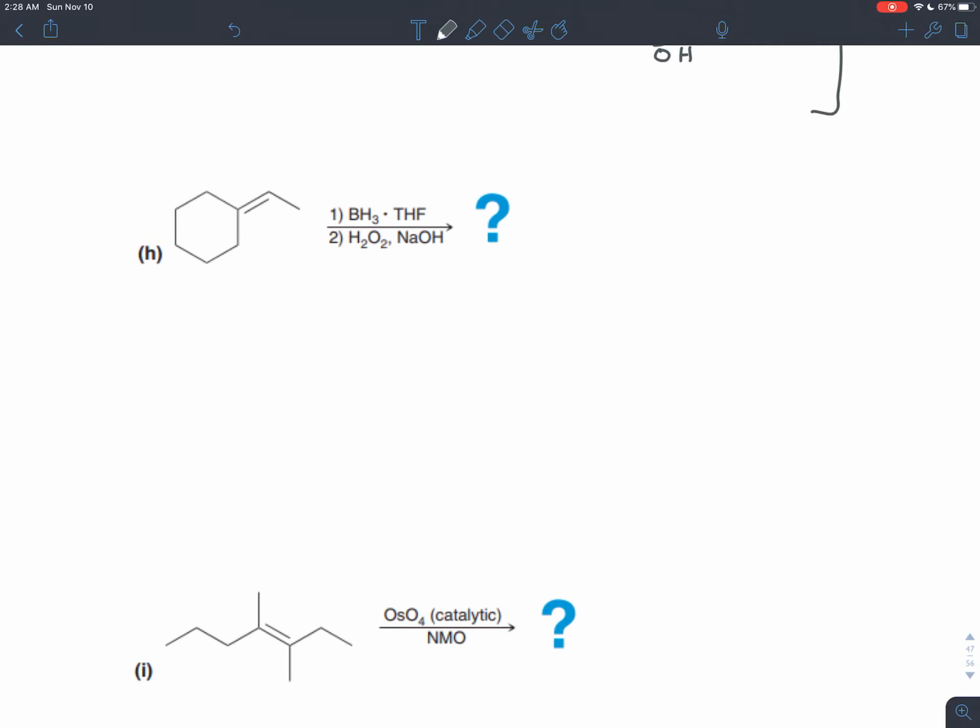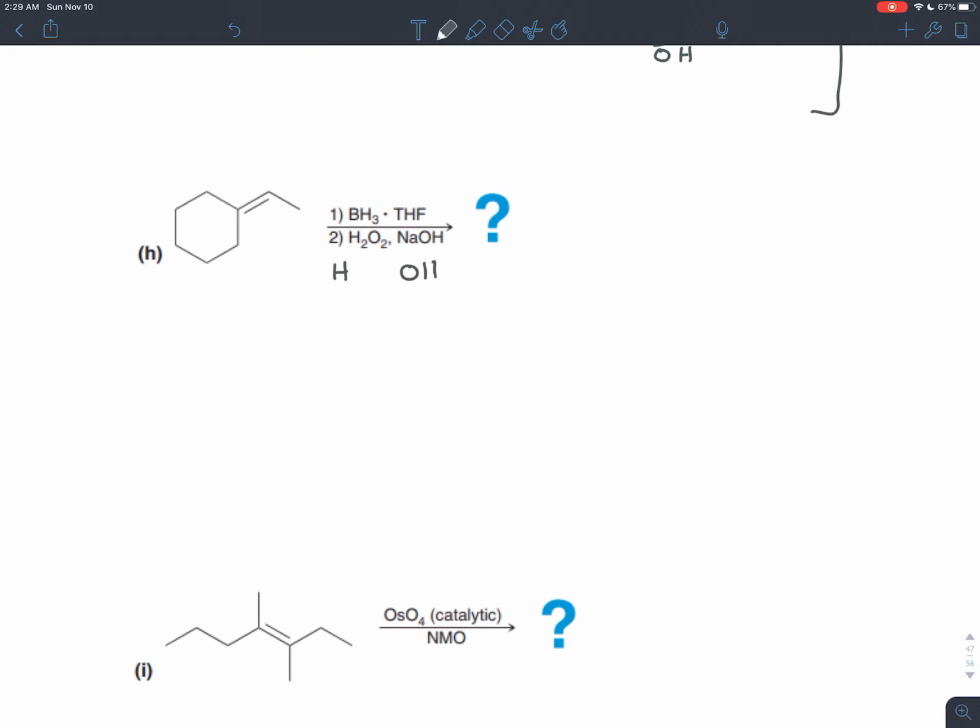All right, in H, we see an alkene, so instantly you're thinking we're going to be doing addition as opposed to substitution or elimination. What are we adding? You look at the recipe. You see hydrogen and boron, so hydroboration, and then we replace the boron with an oxygen. This is going to be hydroboration oxidation.